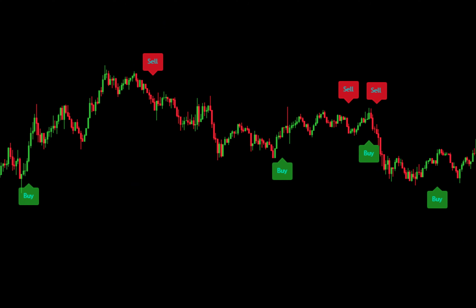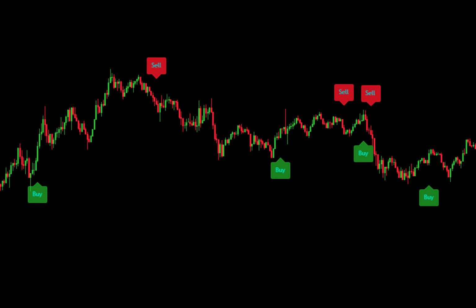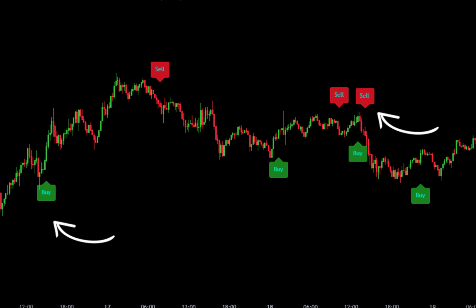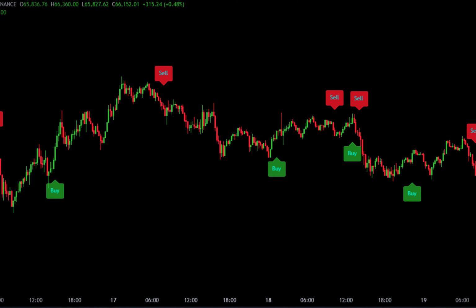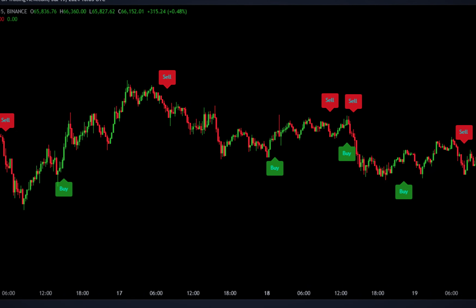We will use this Global Trend Signal indicator as a guide to place orders in the market. This indicator will provide buy and sell signals. If a buy signal appears, you will focus on placing buy orders. If a sell signal appears, you will focus on placing sell orders.